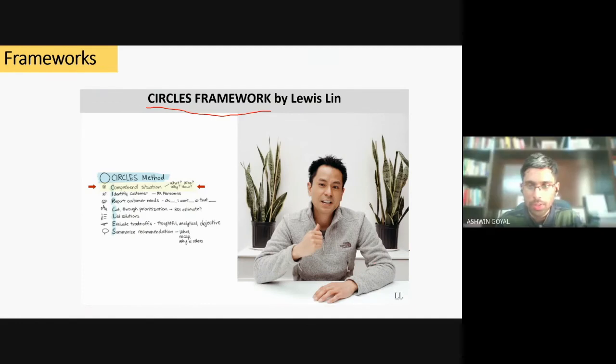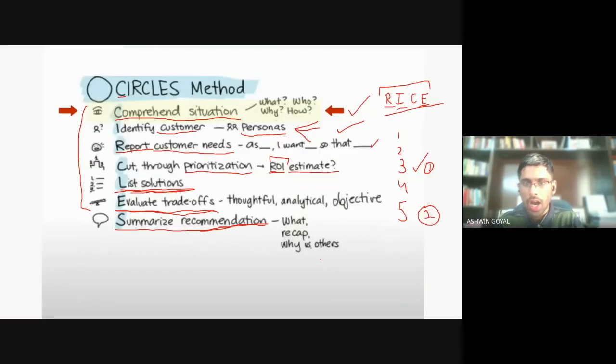So this was the person who built this framework, and it is widely being used today. ROI is return on investment. So when we talk about identifying which customer need to address first, we can look at the ROI estimate. So that is one way to prioritize which customer need to address first.